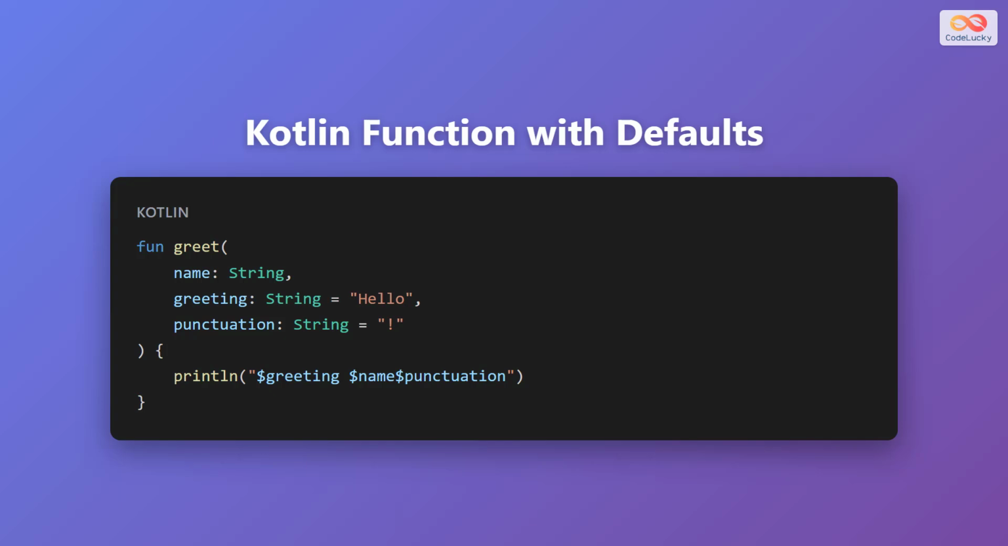Here's an example of a typical Kotlin function with default parameters. We have a function called greet that takes 3 parameters: name as a string, greeting with a default value of "Hello", and punctuation with a default value of an exclamation mark. In Kotlin, we can call this function with just the name parameter, and the defaults will be used automatically. But from Java, this convenience doesn't work.